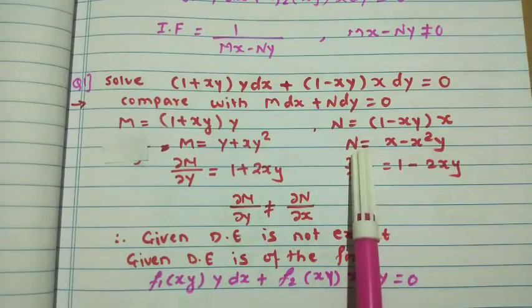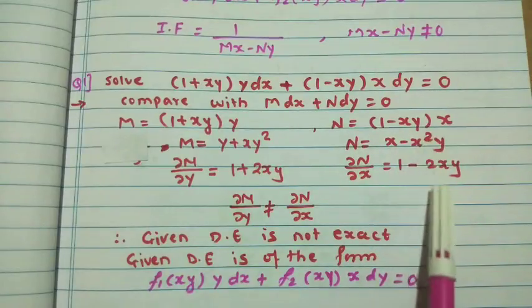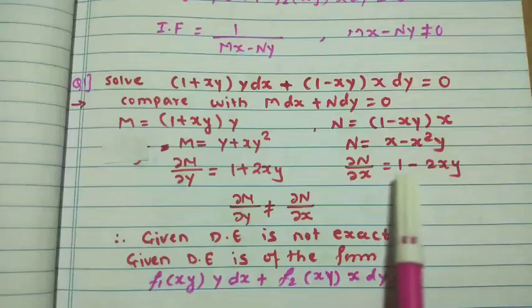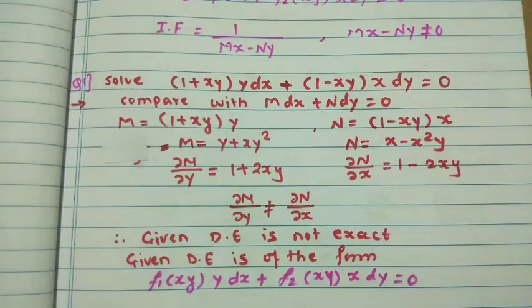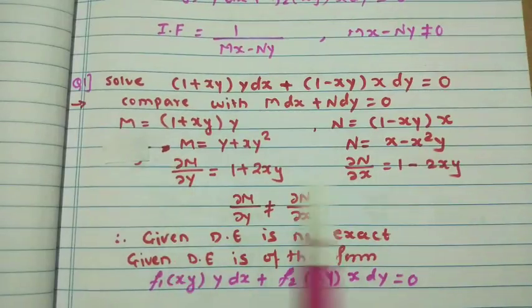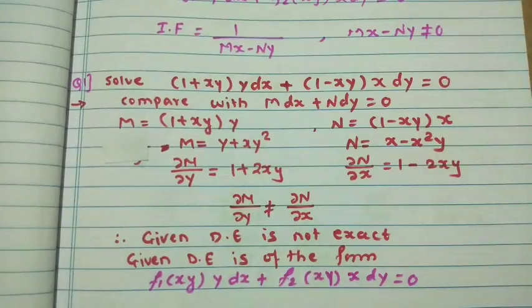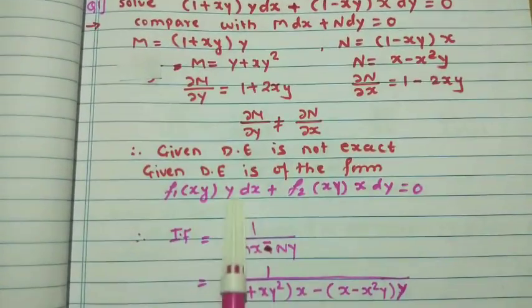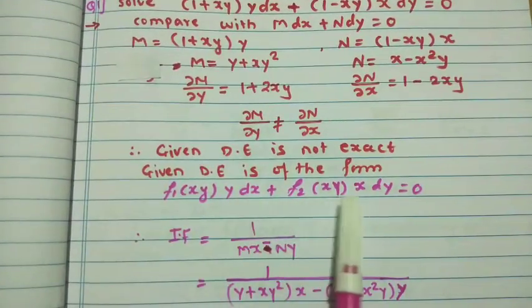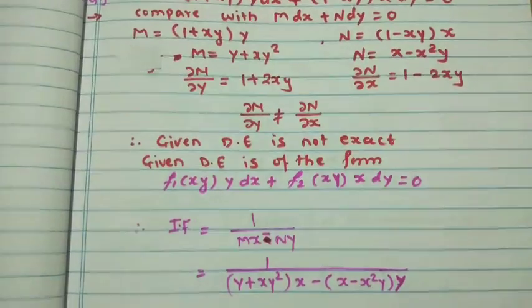Now differentiate N partially with respect to x. Derivative of x is 1, derivative of x square is 2x into y as it is. So you will get del N by del x equal to 1 minus 2xy. Now obviously you can see here del N by del x and del M by del y are not equal. This means the given differential equation is not exact, but it is of the form f1 of xy into y dx plus f2 of xy into x dy equal to 0.